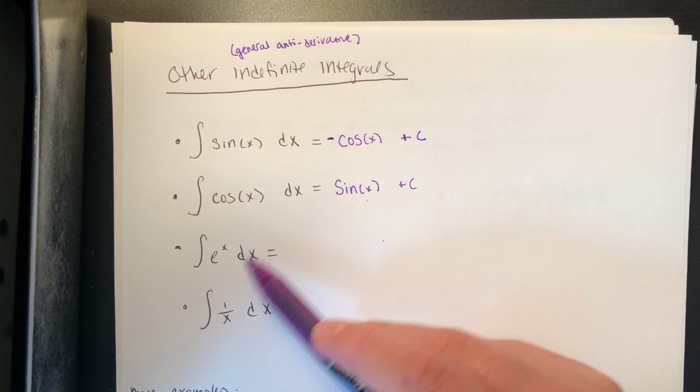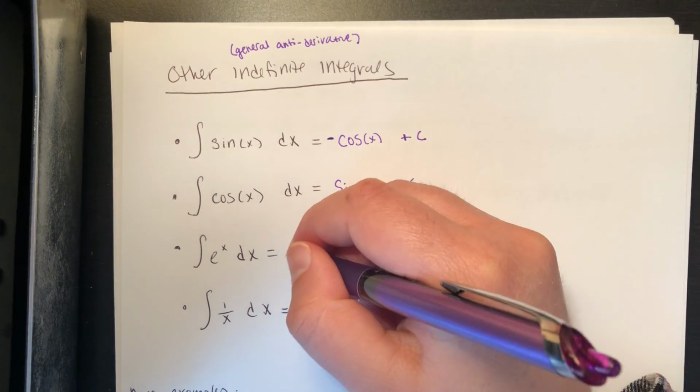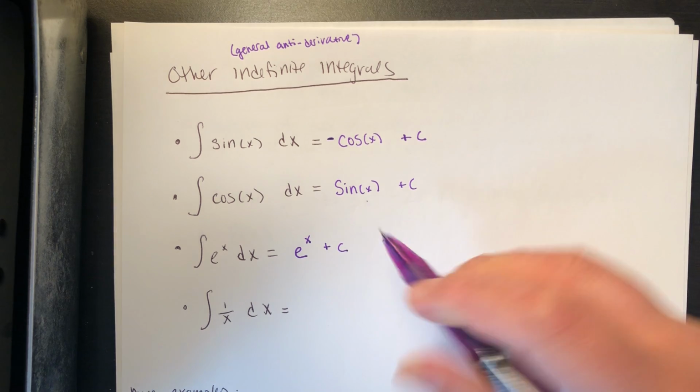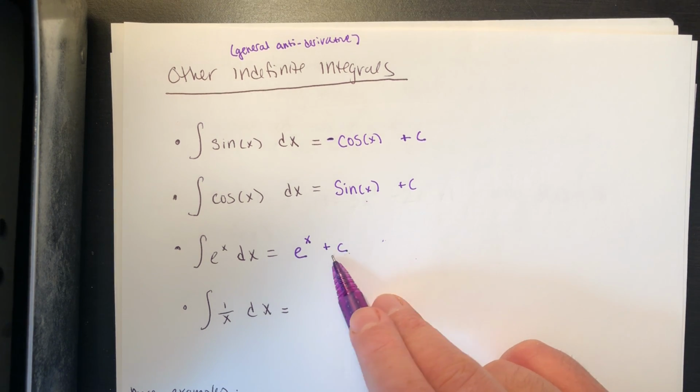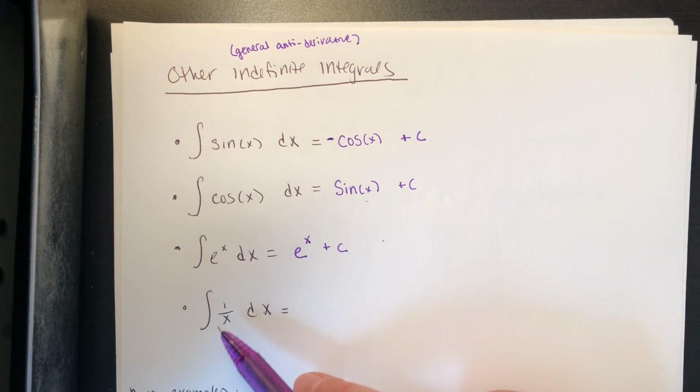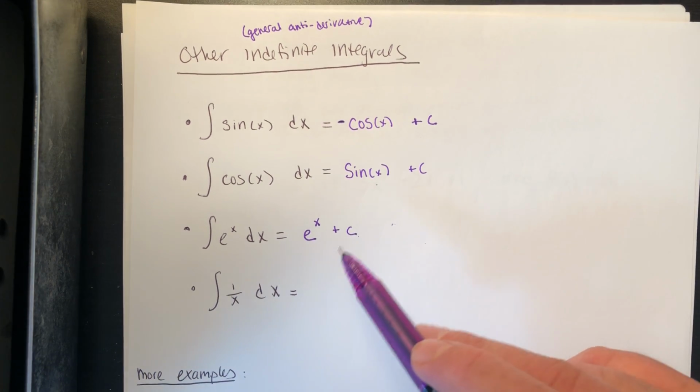Well, we know this one, right? Nothing happens when you take the derivative of e to the x. The antiderivative of e to the x is just e to the x, except we always have to add the plus c, because when you take the derivative of this, the c will go away and you'll be left with e to the x. Finally, what's the antiderivative of 1 over x?